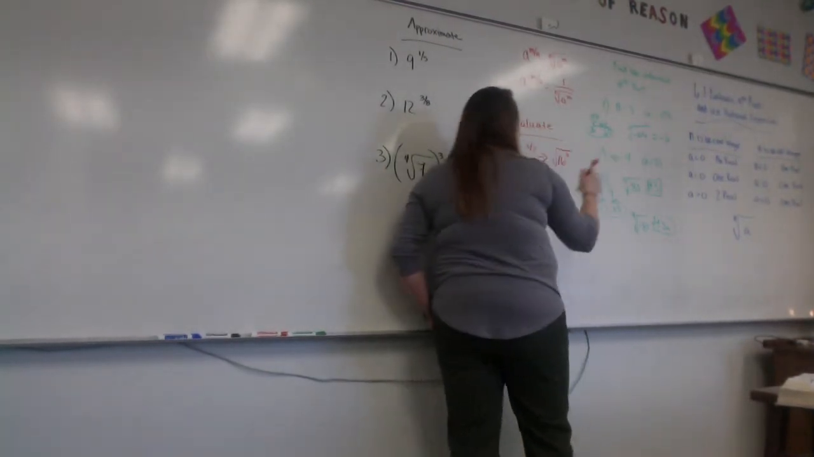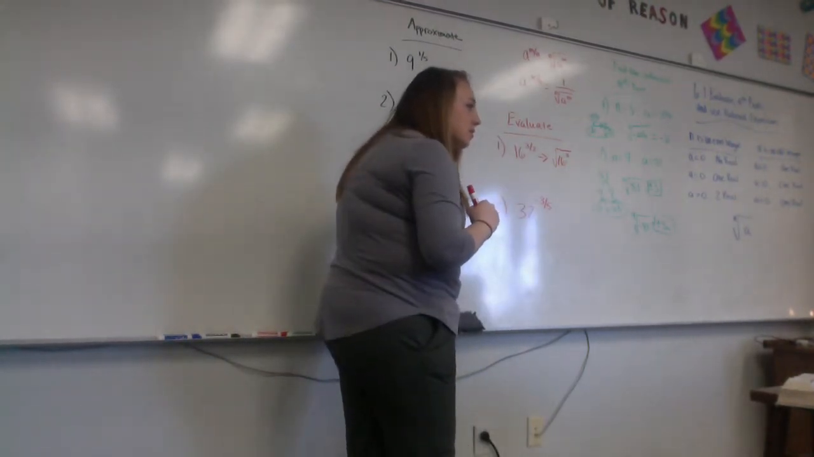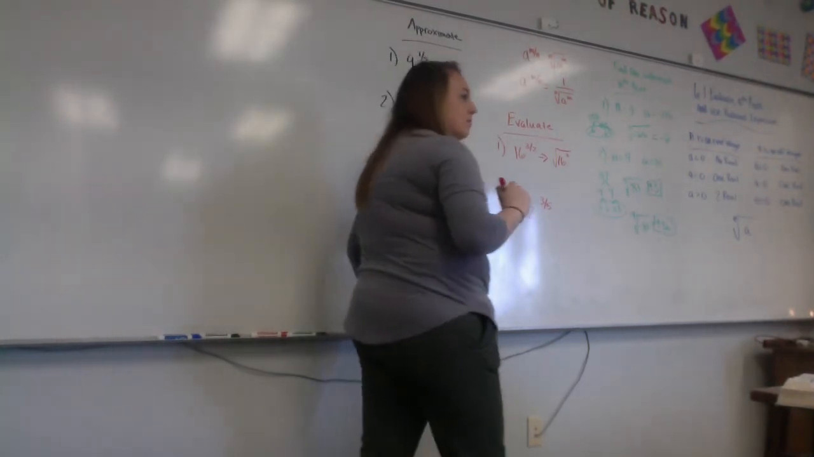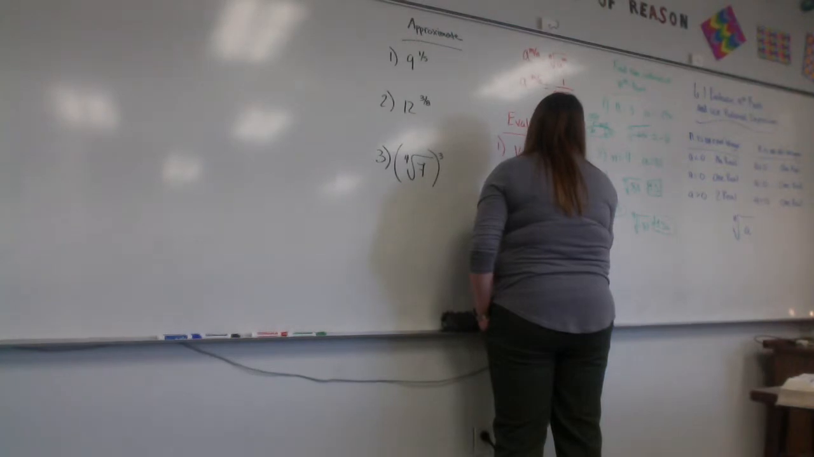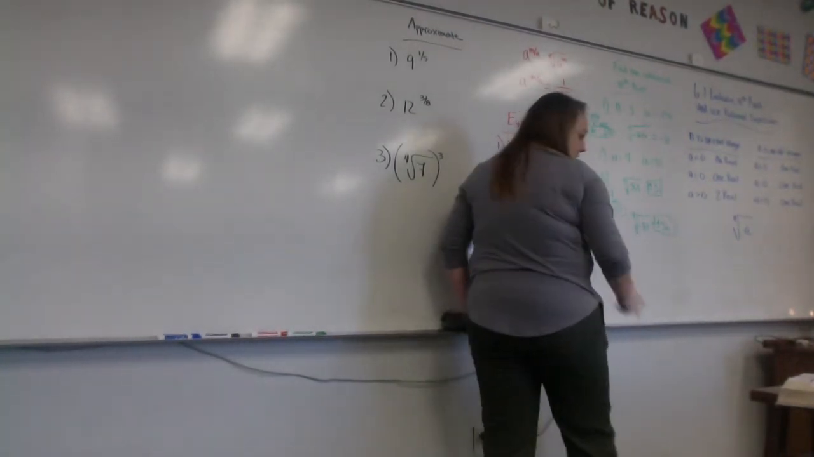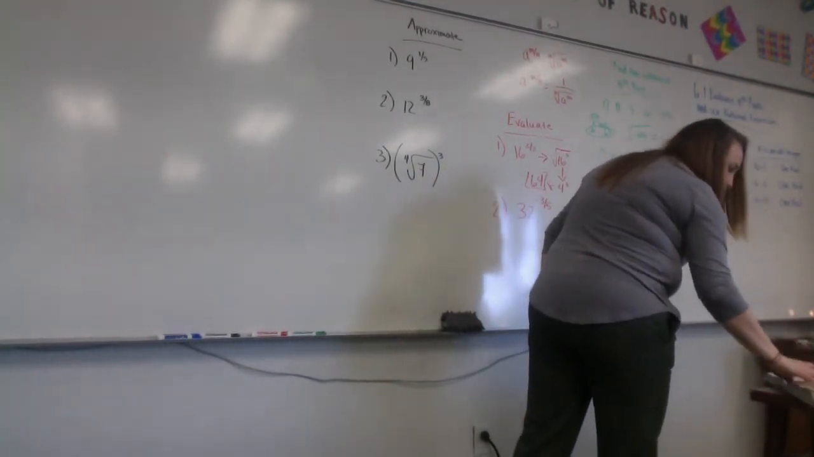Cubed. Okay, so here's how we figure that out. Is there a square root of 16? Yes. What is it? 4. Now cube it. 64. 4 cubed is 64. So that's how you get your answer.